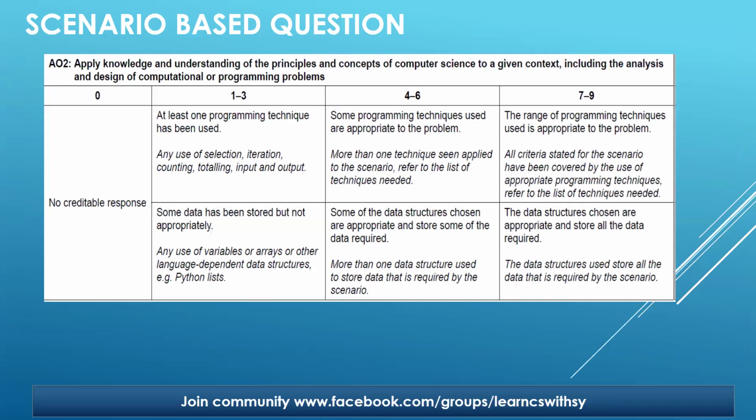You are going to score the marks by following these instructions. If you see assessment objective 2, this is going to be a maximum of 9 marks, and you can score 9 marks if you are following these instructions. Whichever range of programming techniques are allowed, we have to use a selection statement or iteration or counting. If my program is dealing with any sort of totaling, all these programming techniques I have to identify before I start answering the question.